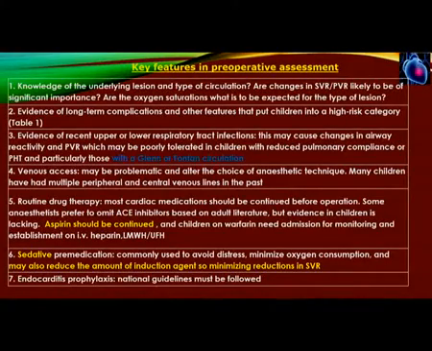Sedation as a premedication commonly is used to avoid distress, minimize oxygen consumption, and may also reduce the amount of induction agent, so minimizing reduction in SVR. Endocarditis prophylaxis to follow the national guideline.